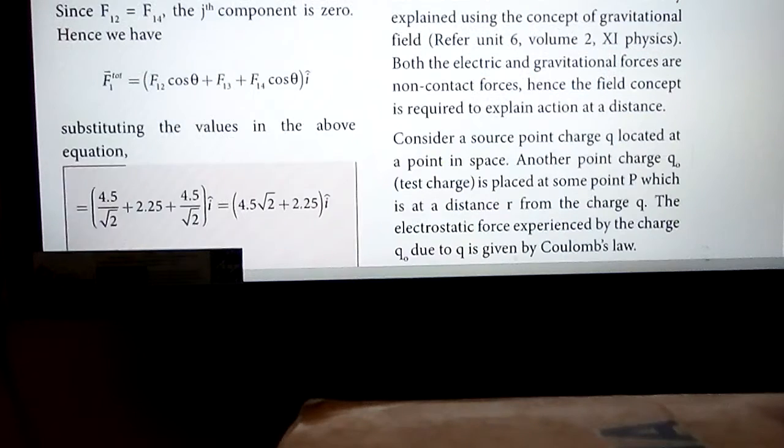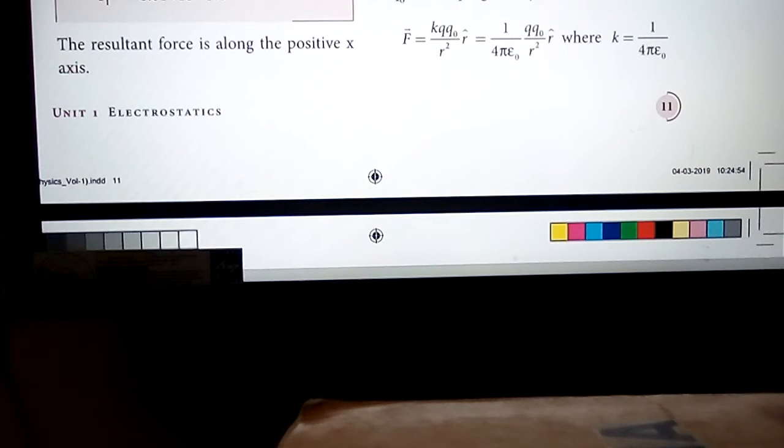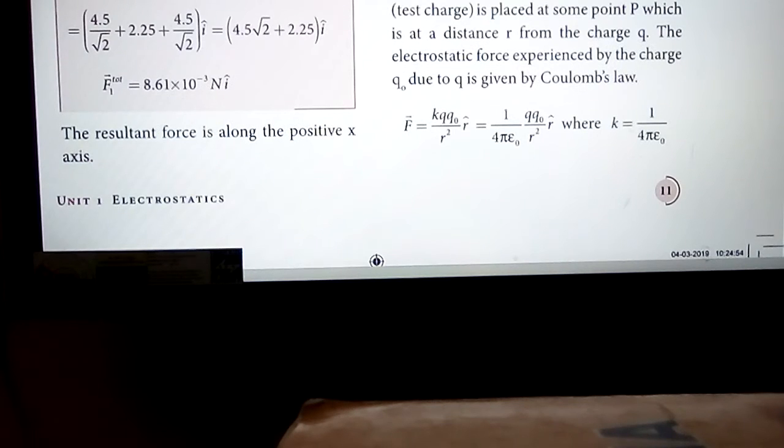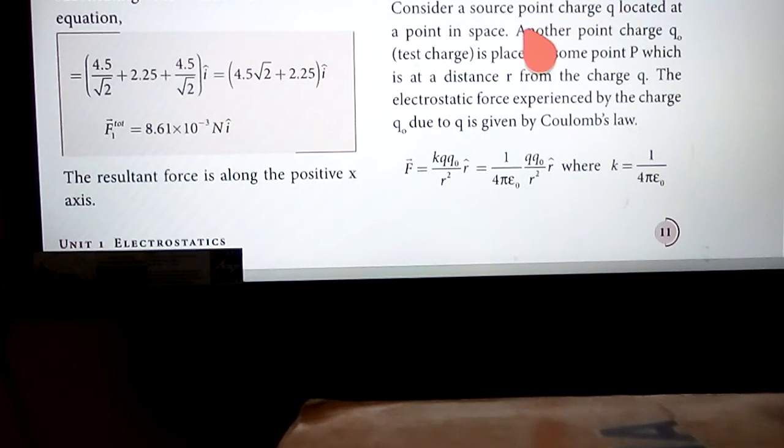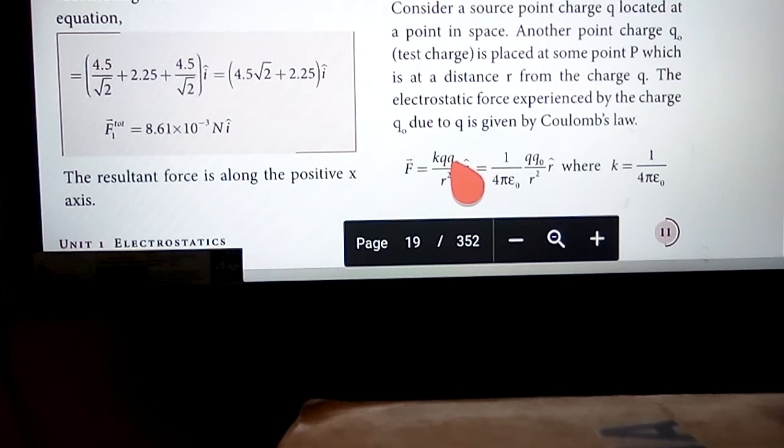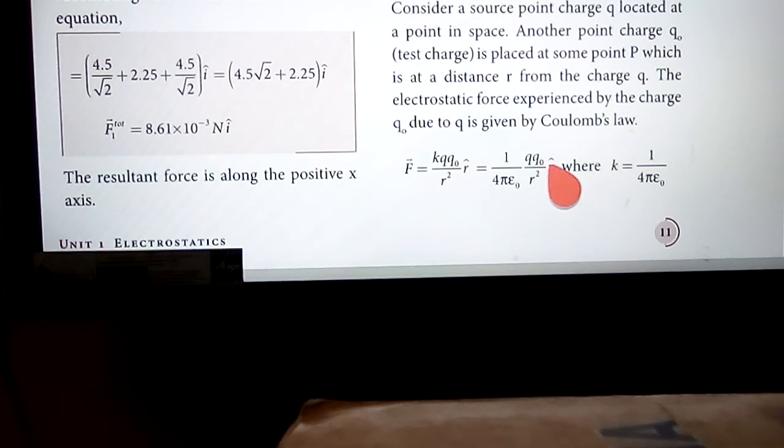So if you are considering a point charge Q, which is located at a point in space, then if you are bringing another point charge Q0, that is called as test charge, when it is placed at some point P, which is at a distance r from the charge Q, then the electrostatic force experienced by the charge Q0 due to Q is given by Coulomb's law, as you all know. That is given by the expression F is equal to K times Q Q0 by r square r unit vector, and that is equal to 1 by 4 pi epsilon naught Q Q0 by r square r unit vector. This K has a value of 1 by 4 pi epsilon naught.